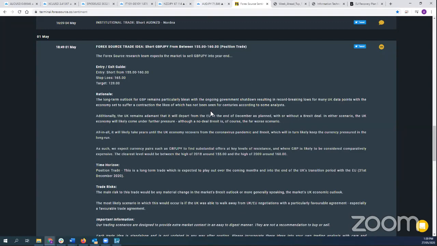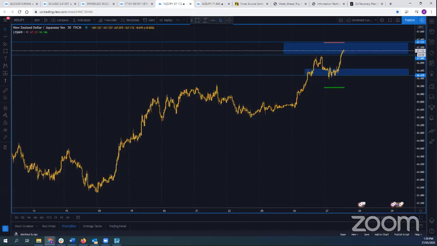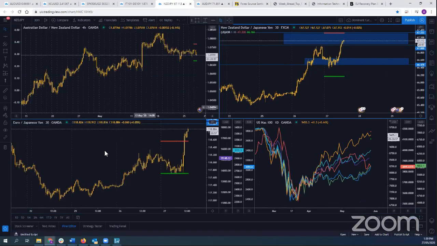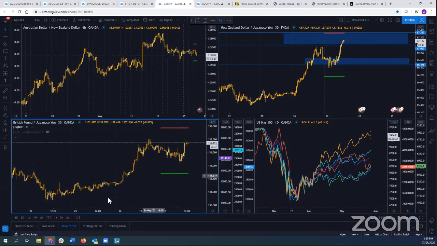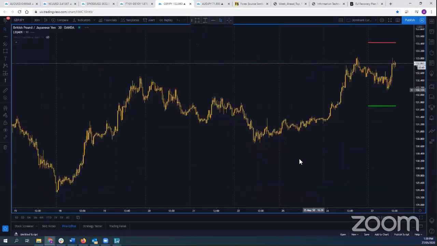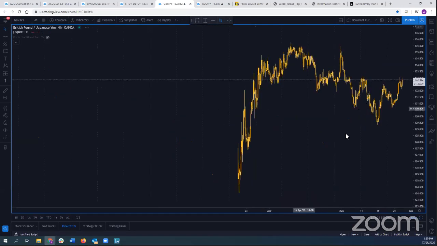So let's quickly take a look. In terms of the overall rationale, I do still agree with that. Jean-Pierre, let's just quickly get the pound yen up. Just the one thing to keep in mind, though, is that being the yen, the challenge we have is overall risk sentiment in the market.